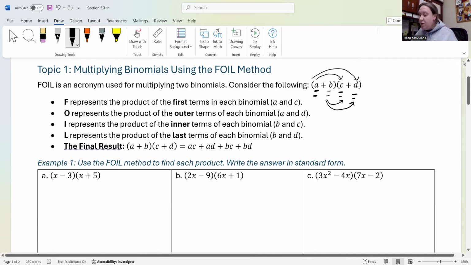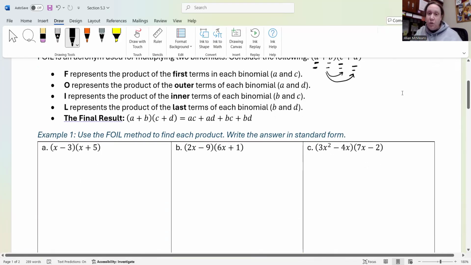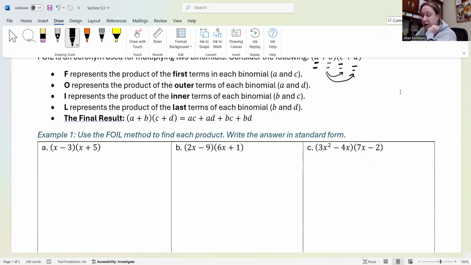Okay, so example one says use the FOIL method to find each product, write the answer in standard form. Okay, so for part A, we have x minus 3 times x plus 5. Now remember, we could just distribute each term in the first binomial through the second one. And that's typically what I do when I teach this, but I do want you to know what FOIL means. So we're going to look at the first terms first. Okay, so the first terms in each binomial are both x, so we're going to apply the product rule, x times x, we keep the base, and then we add the exponents. So this just becomes x squared.